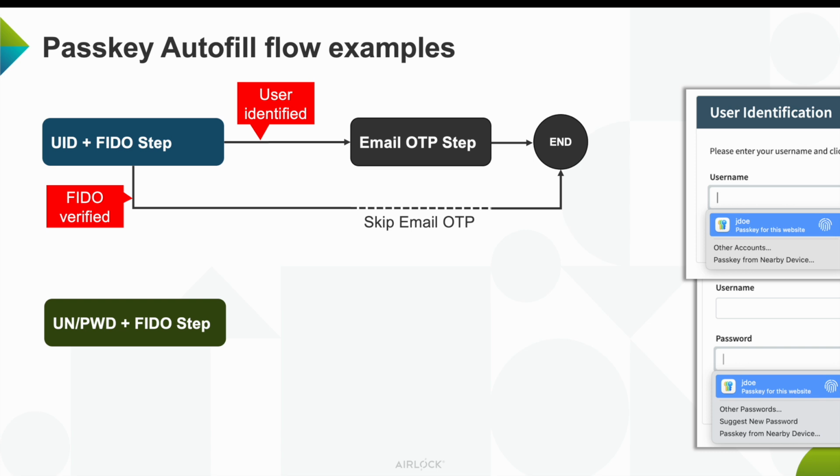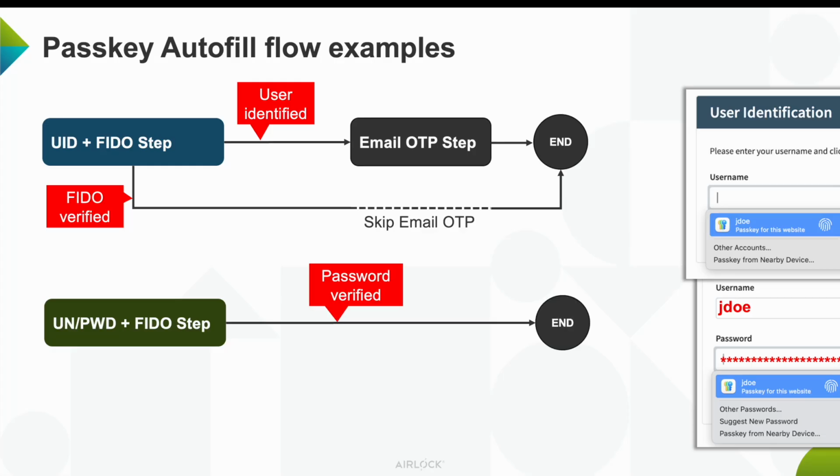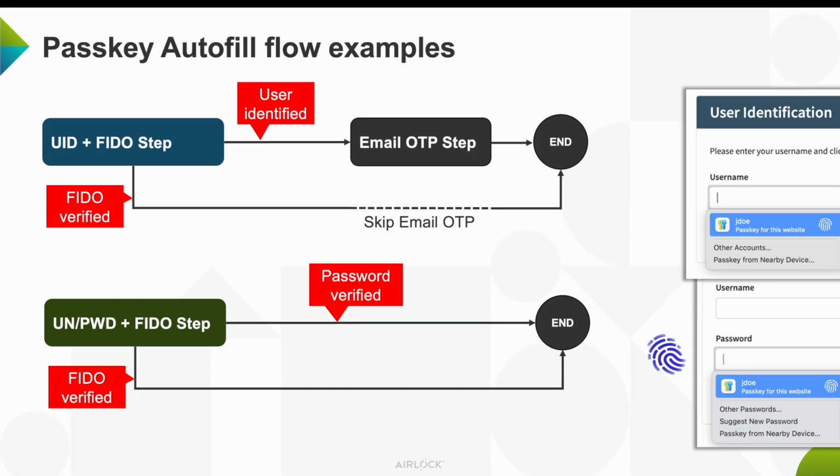As a second example, we use the username, password, and FIDO step, so the autofill step, and the user may choose to enter username and password if the user doesn't want to use the passkey. So we get a password verified tag. In this example, this is okay for us to log in. And alternatively, the user may choose to use the passkey and is then also logged in, but with a FIDO verified tag. So we can still distinguish these two states in the flow and react accordingly.